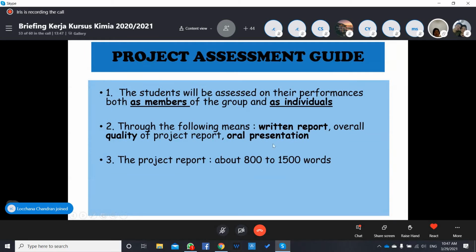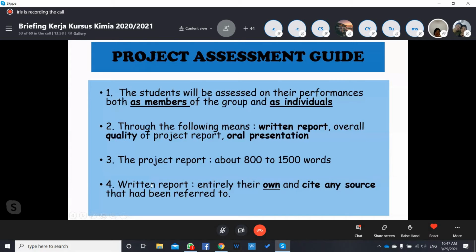The project report, this one is given by MPM, 800 to 1,500 words. But most of the time, I think our students are exceeding. It's okay. And most important is your written report must be entirely your own writing. If you are taking some information from any books, you have to write the citation. Maybe you say according to a university, the research says, or according to what association. So you must tell us.